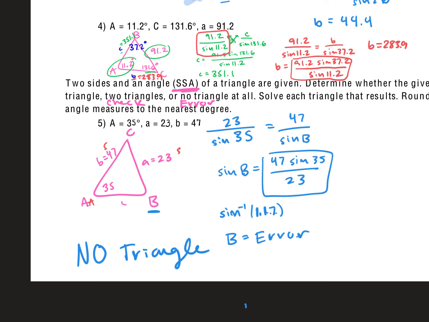All right, any questions there? Number 5 was no triangle.